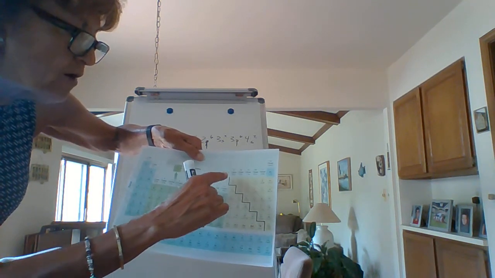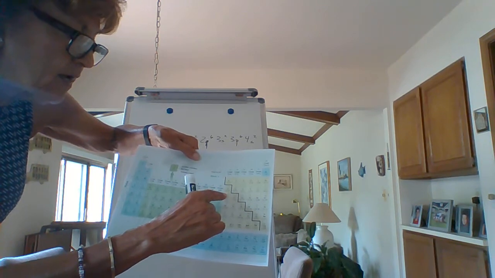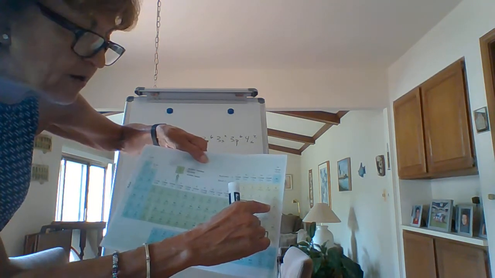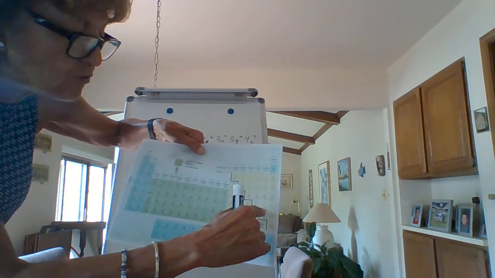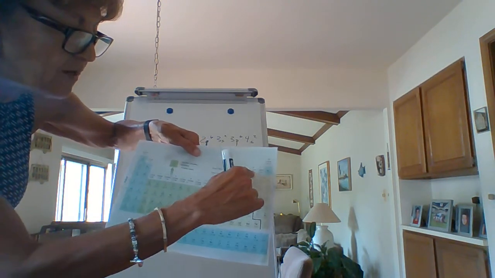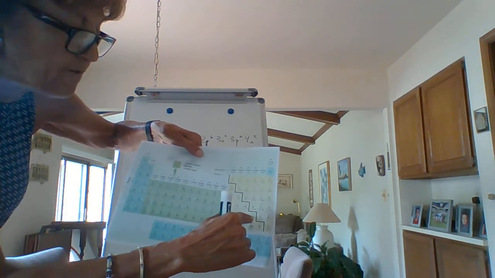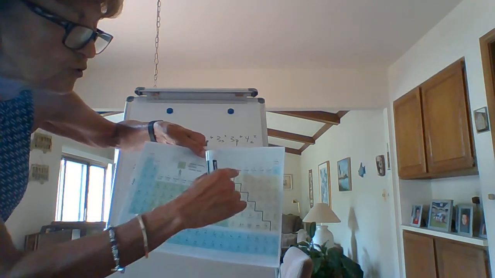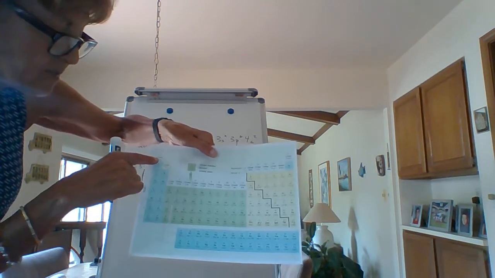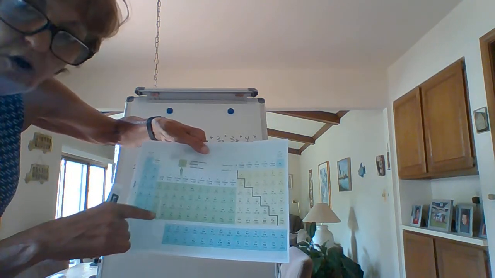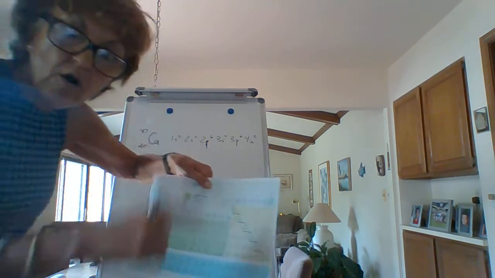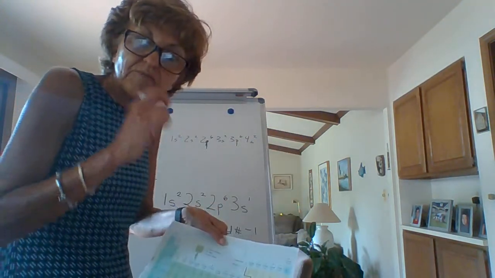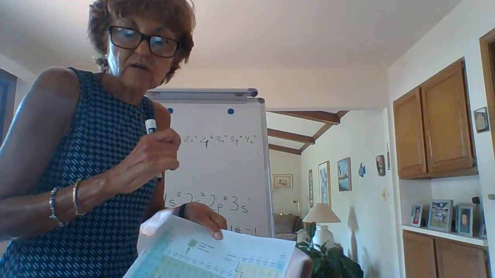So we go 4p, 1, 2, 3, 4, 5, 4p5. We stop here. Everything in this group is going to end in p5. This group here will all end in p4. This last electron, p3, p2, p1. This is all s1. This is all s2. So all elements in the same group have the exact same ending last electron of the electron configuration.